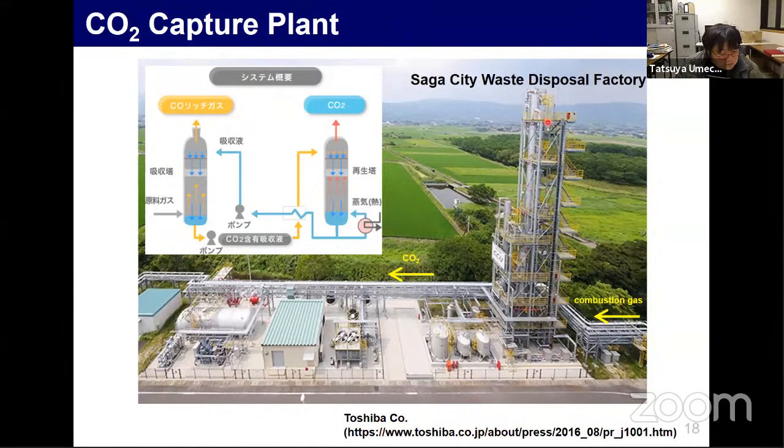The absorption solution is sent to the lower tower in the photograph. The lower tower is a reactor to release carbon dioxide from the absorption solution. In this reactor, the downward flowing absorption solution is heated by the upward flowing steam. The released carbon dioxide is stored in the tank at the lower left of the photograph.